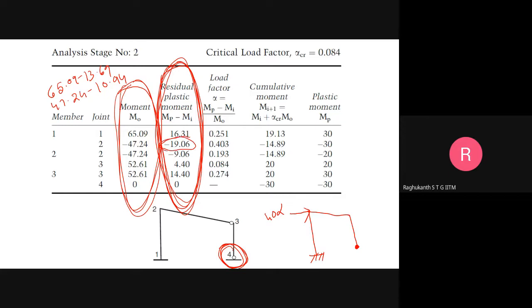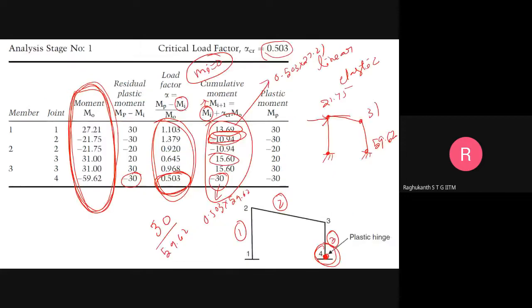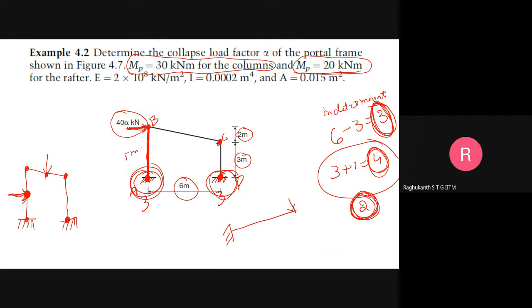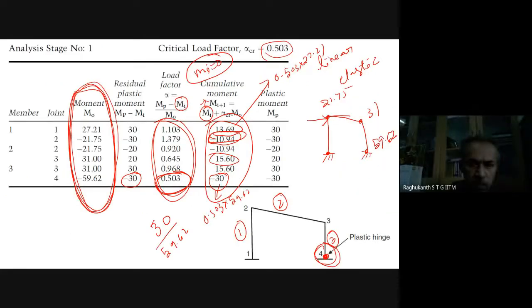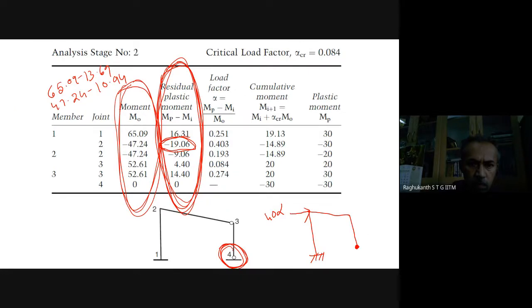What you told is correct actually. So why is it happening? The reason for this problem is 2 is becoming critical. The reason is the plastic moment for the beam is lower than the plastic moment for the columns actually. So this is for stage 2, so 19.06.